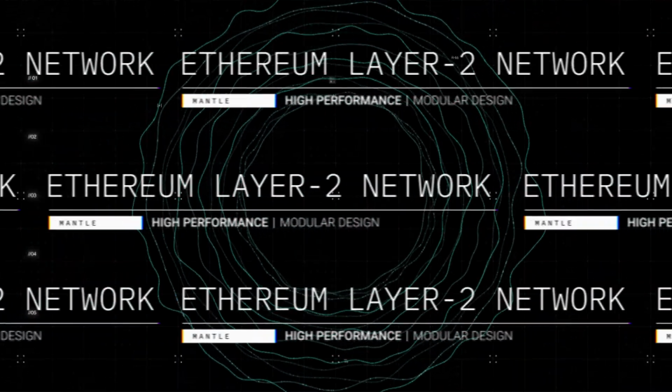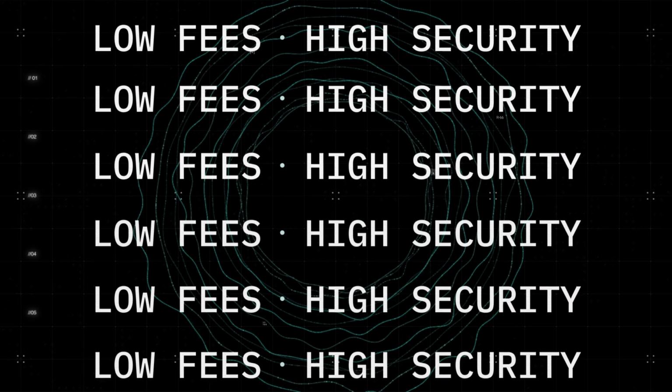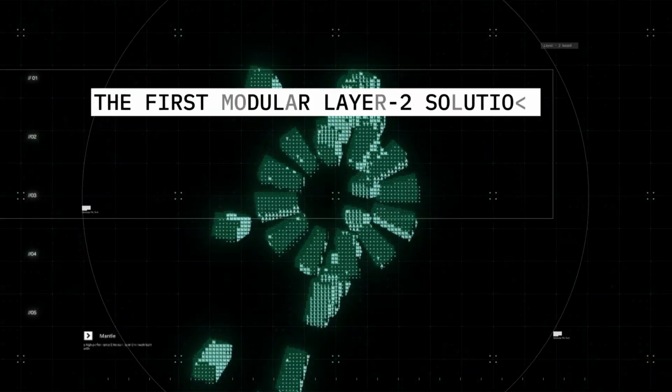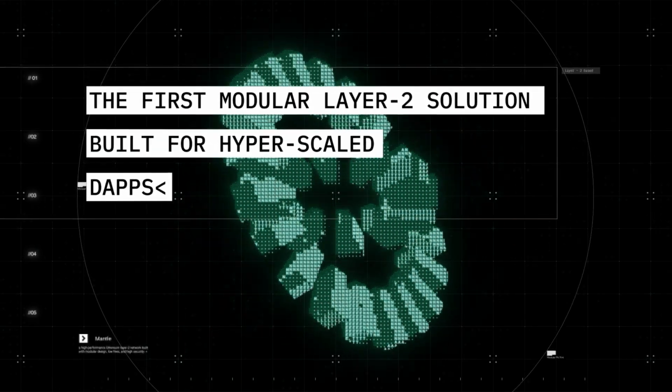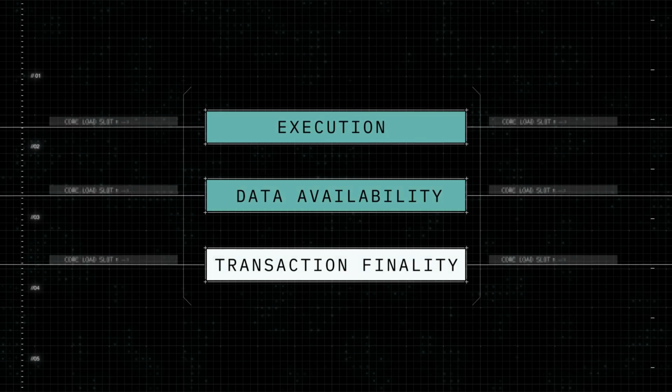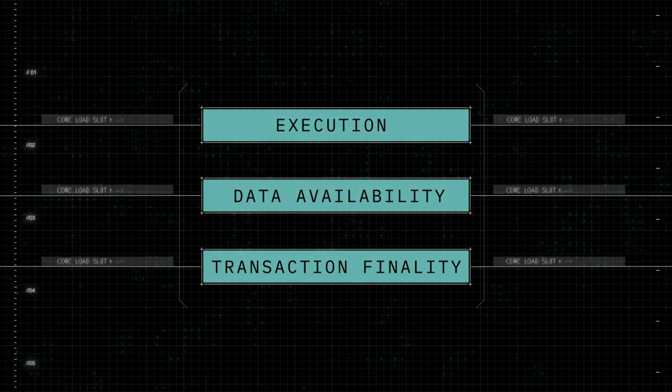Introducing Mantle, a high-performance Ethereum Layer 2 network built with modular design, low fees, and high security. Mantle is the first modular Layer 2 solution built for hyperscale dApps. We separate execution, data availability, and transaction finality into separate layers.